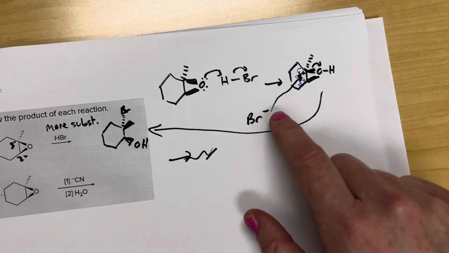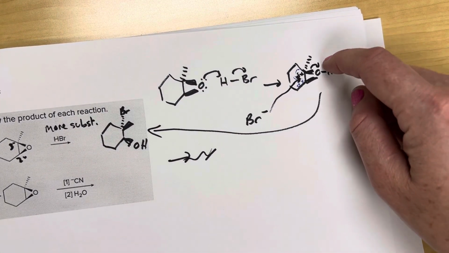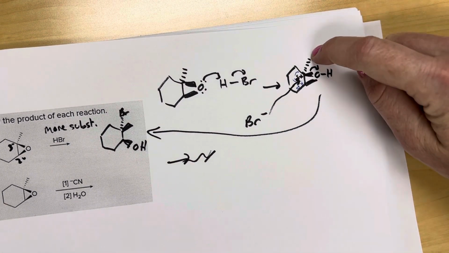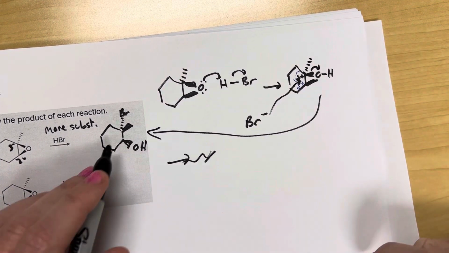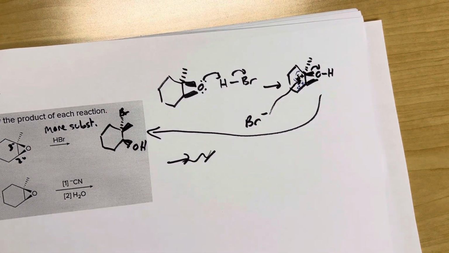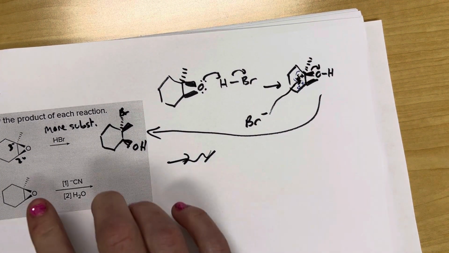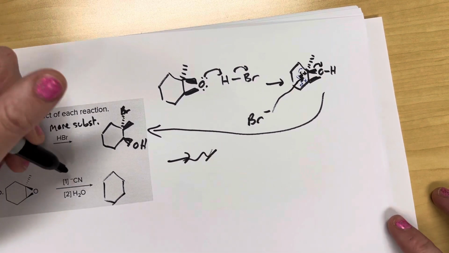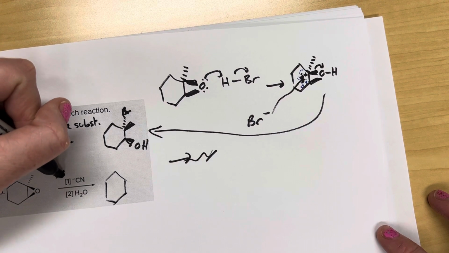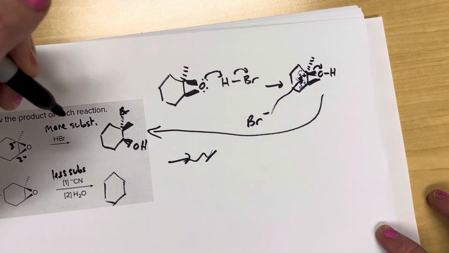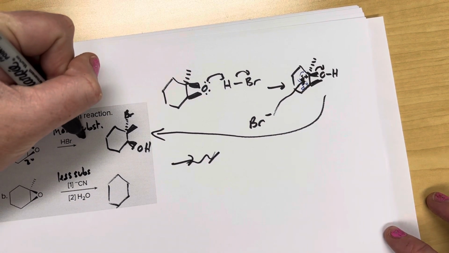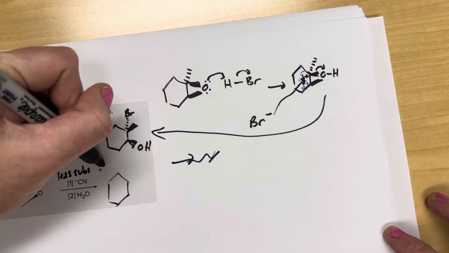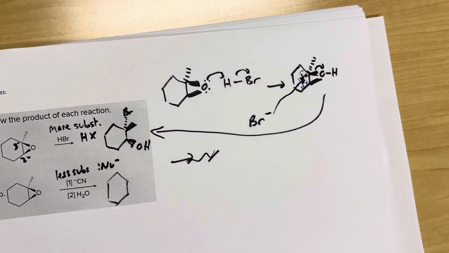Okay. And this had to be a backside attack because it couldn't go in the way of this OH. So it flipped, the methyl group is now on a wedge and the bromine's on the dash. All right, in this situation, we have a strong nucleophile. So it's going to be the less substituted one. More substituted again was because it was an HX. Less substituted is because it's got a strong nucleophile.